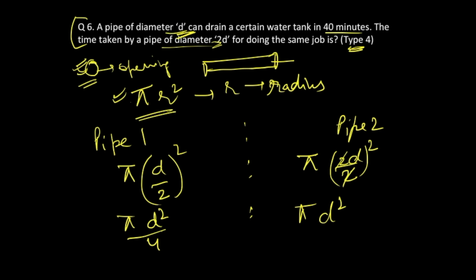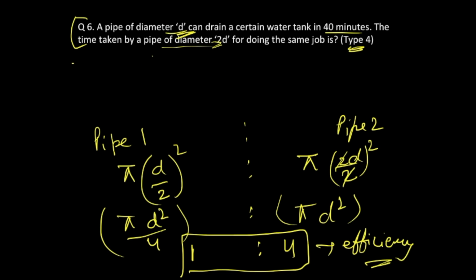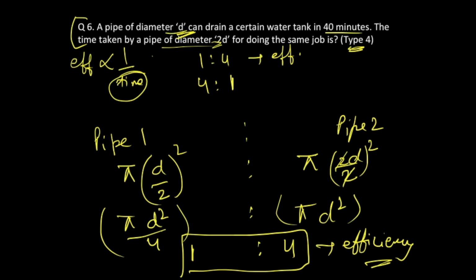So if you look closely, these two pipes have their cross-sectional areas in the ratio of 1 is to 4. Similar are going to be the efficiencies of these two pipes. So now we know the efficiencies of these two given pipes. We know that efficiency is inversely proportional to the time taken. So if 1 is to 4 is the efficiency, the time taken is going to be in the inverse ratio. So that would come out as 4 is to 1.